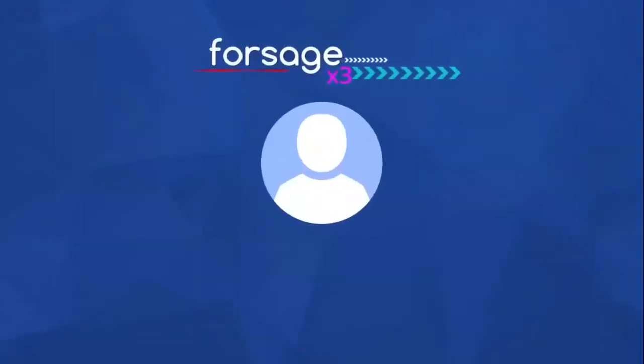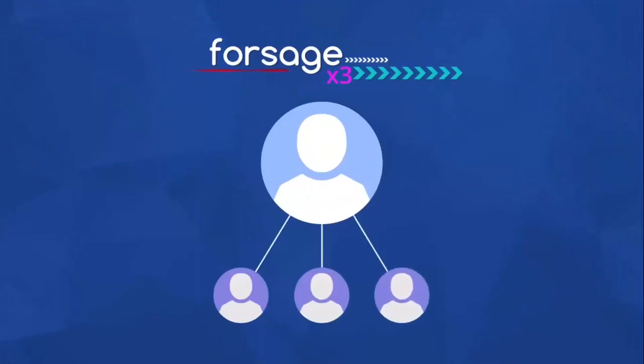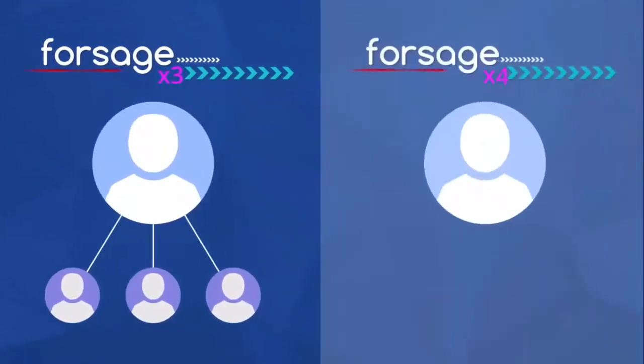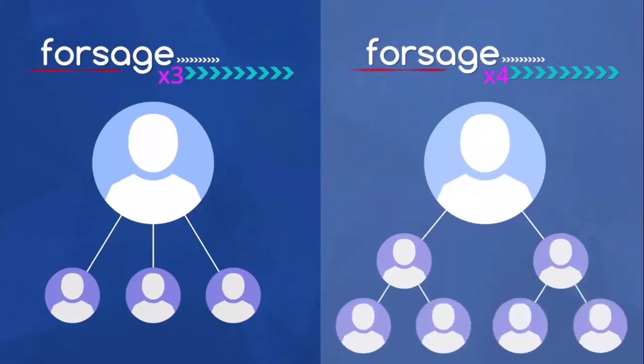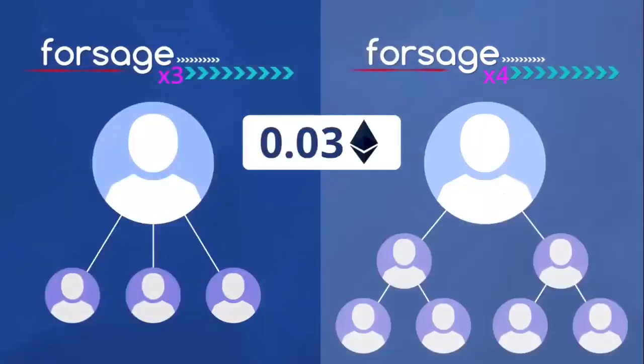In the Forsage X3 program, below you are 3 places in one line. In the Forsage X4 program, below you are 2 lines, 2 places in the first line, and 4 places in the second line. When you register in Forsage with 0.5 ETH, you open both programs simultaneously.